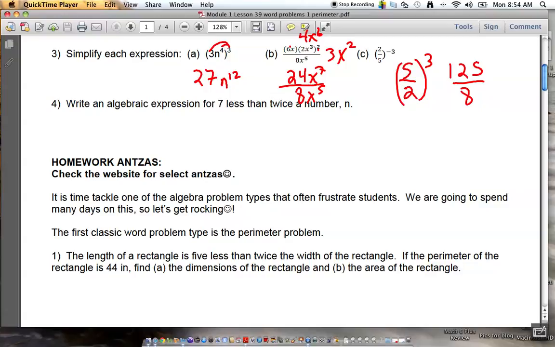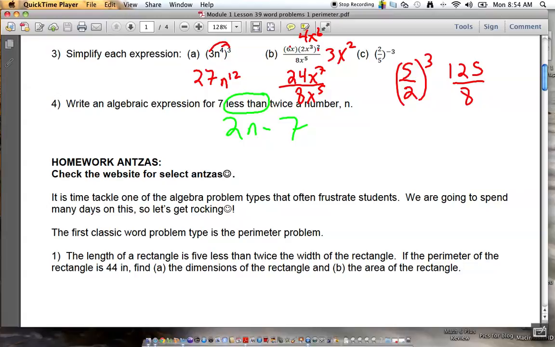Last but not least, write an algebraic expression for 7 less than twice a number. What is an algebraic expression for 7 less than twice a number? 2n minus 7. Good. Now remember that this phrase, less than, you have to switch order. The last shall be first and the first shall be last. Very good. 2n minus 7.